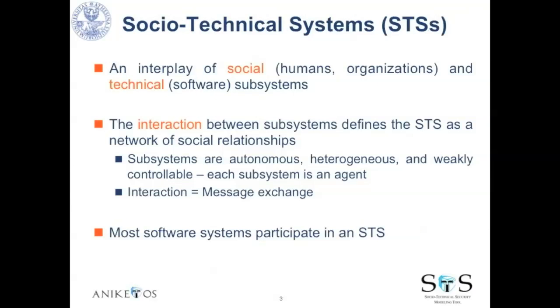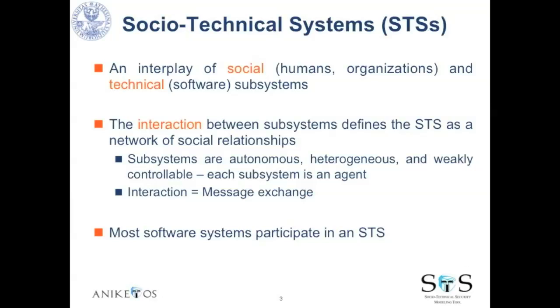So when we say socio-technical systems, we actually mean an interplay of social, meaning human and organizations, and technical software subsystems. And the core of how a socio-technical system works is that it is based on the interaction of these involved subsystems. And these interactions define the system in terms of a network of social relationships, as we said, social dependence. The thing is that for a socio-technical system to be reliable and efficient, you have to help its participants to achieve their desired objectives.